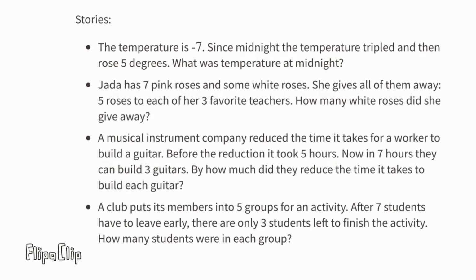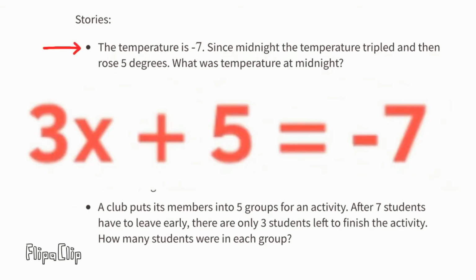The story that best matches equation C is the temperature story. The first line in the story says the temperature is negative 7, and that's represented in the equation by equals negative 7.